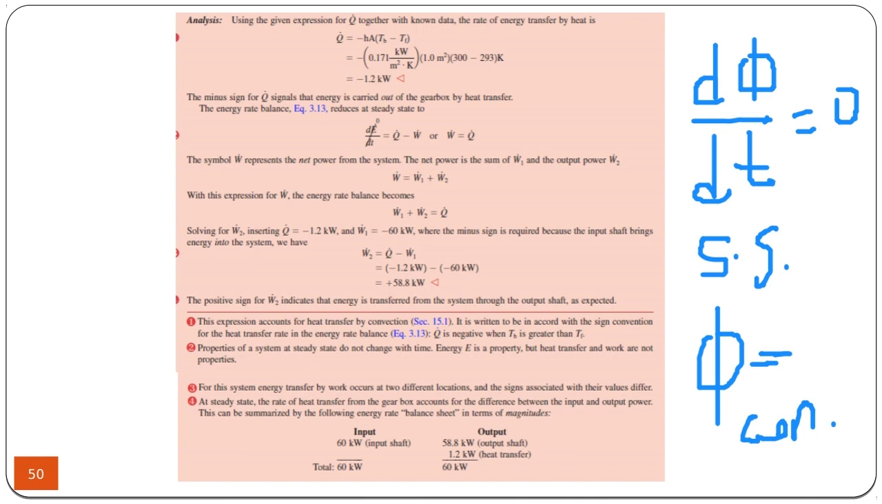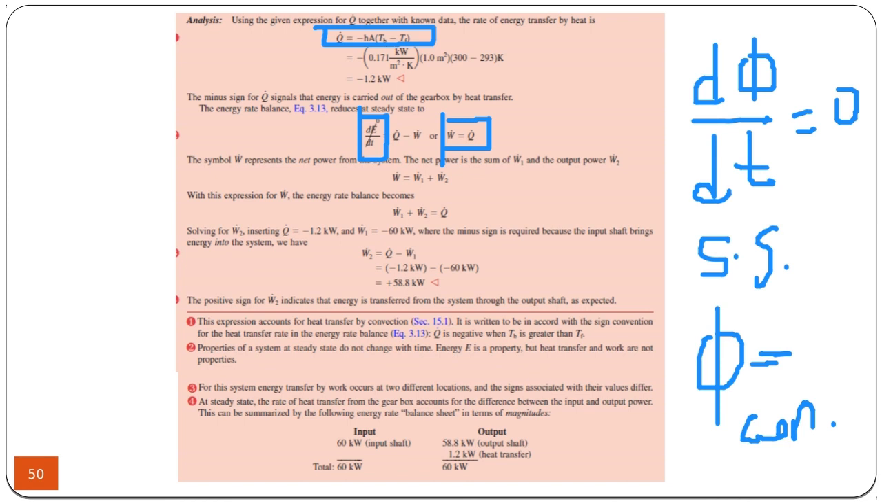So in this case, if the system is under steady state, then the energy change per unit time of the system is constant because it's steady state. If something is constant, then its time derivative is zero. When the time derivative is zero, everything becomes easier because you get W dot being equal to Q dot. Q dot is calculated from this convection equation. It's minus 1.2 kilowatts, meaning that the loss is 1.2 kilojoules per second, in other words.